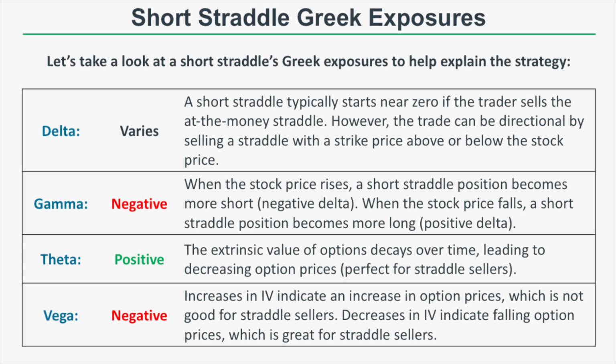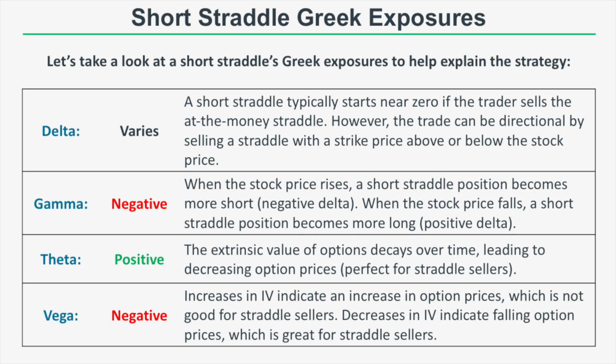On the other hand, a decrease in implied volatility indicates that option prices are falling, and since you're short a straddle, that is good for you because when you sell a straddle, you want the straddle's options to decrease in price. So if you have an implied volatility decrease, a short straddle can make money from that.